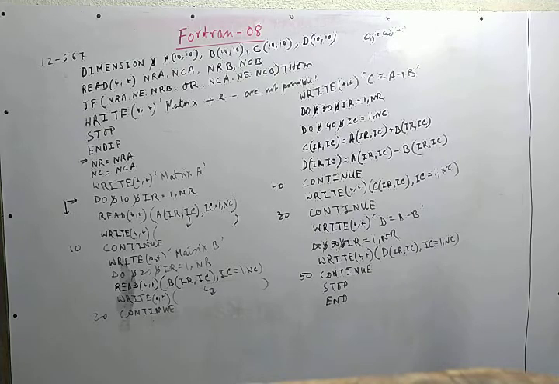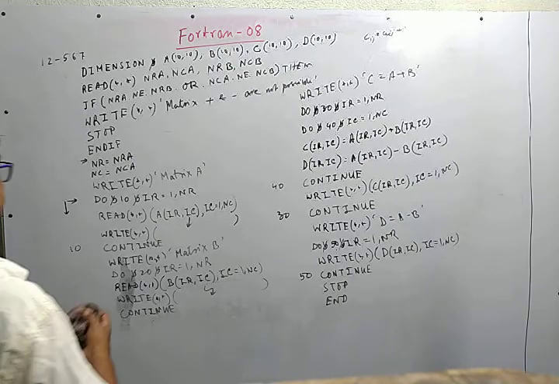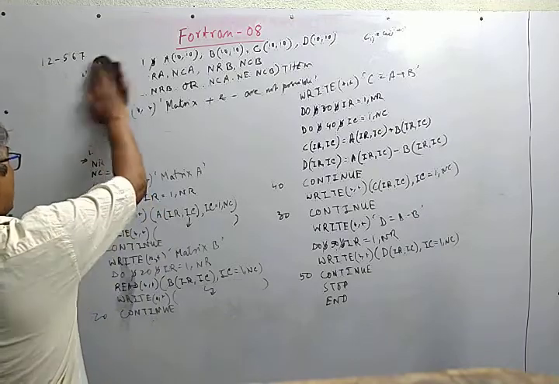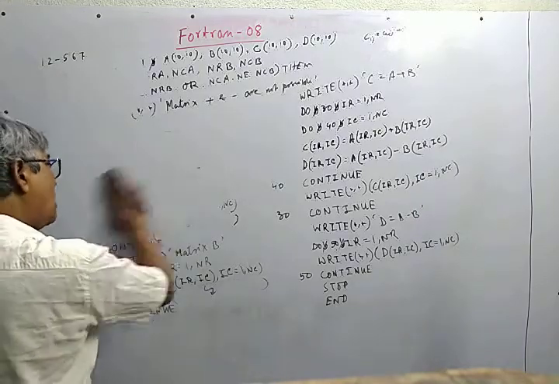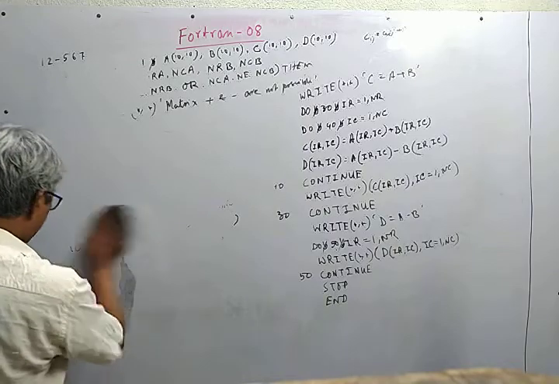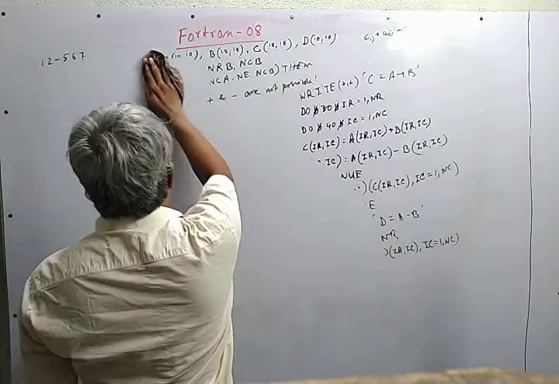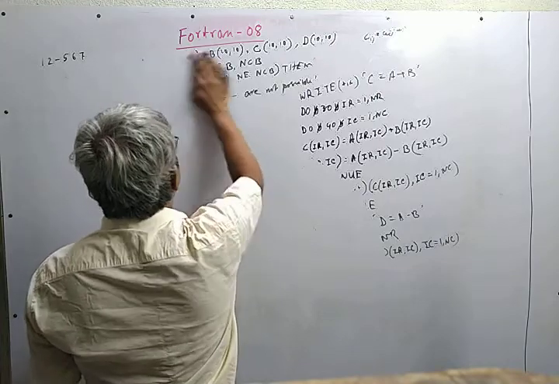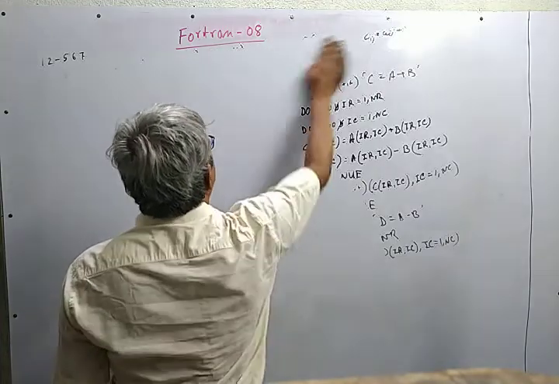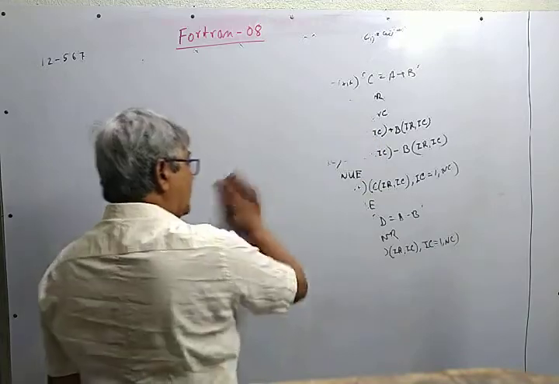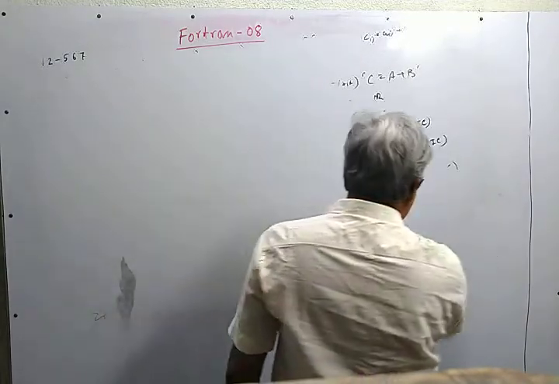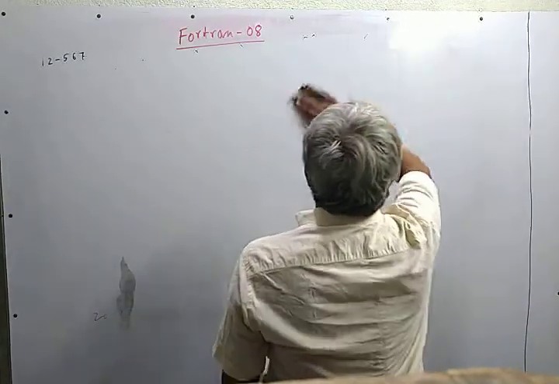Now we shall go to another program, that is the matrix multiplication program. If we have two matrices of the same dimension, as we have done NRA, NRB, NCA and NCB, then we define a matrix C is equal to AB, the matrix product. It is defined.